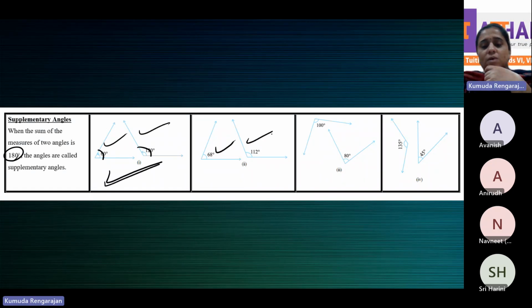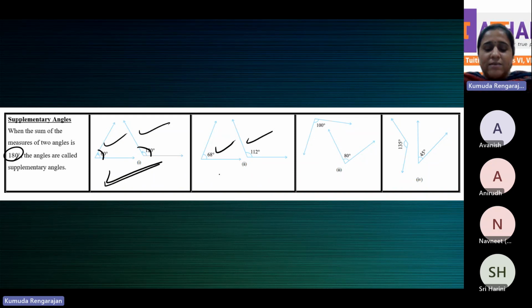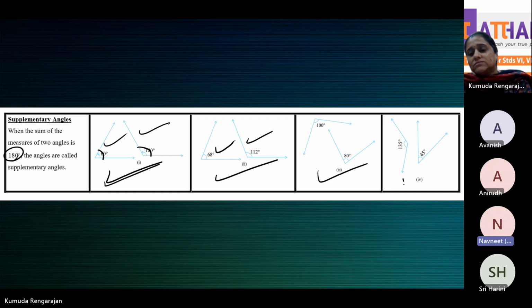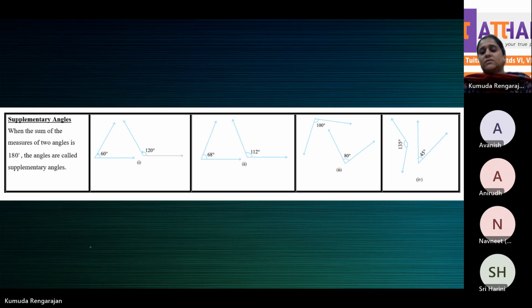When you add this and this, how much do you get? 180. So they are supplementary angles. When you add these two, 190 will come, so they are not. 180 only. Add properly. 135 plus 45 is 180. Oh, yes.